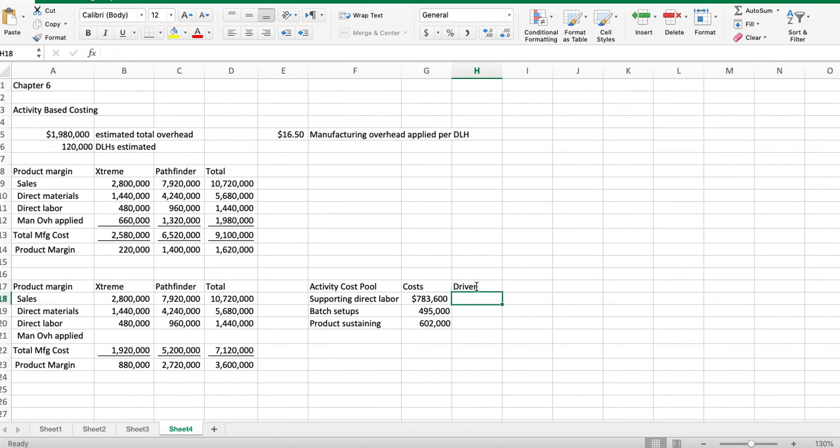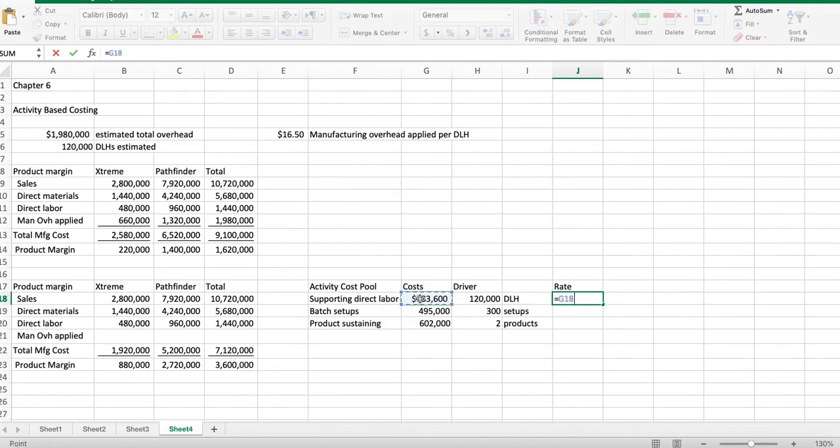And then we're going to look at what is driving up those costs. And that has been predetermined for us, that supporting direct labor is based on direct labor hours, and that's 120,000. I'm going to put what the driver is over here. This one is driven by setups. This one is driven by products. Okay, and so our rate will simply be, for each activity, our cost divided by whatever our driver is. And so we're going to assign $6.53 of overhead in the supporting direct labor cost pool for every direct labor hour.